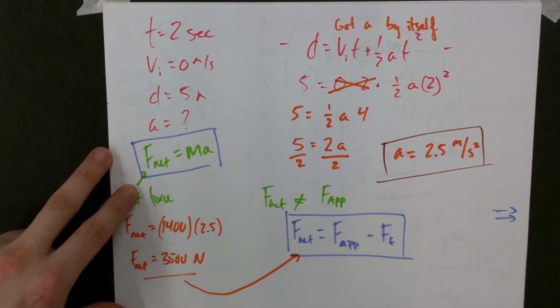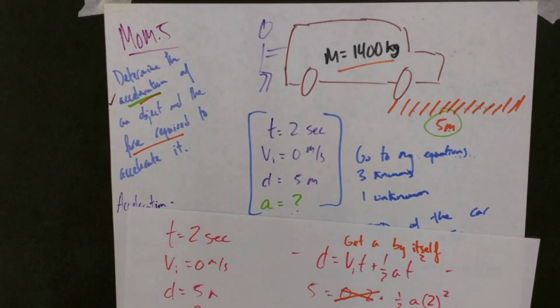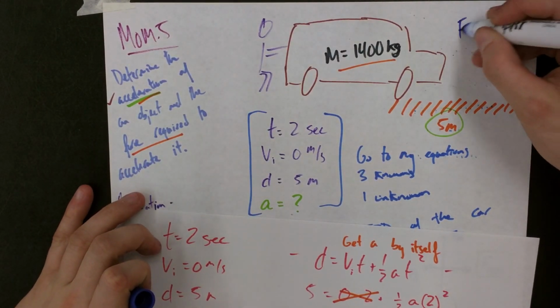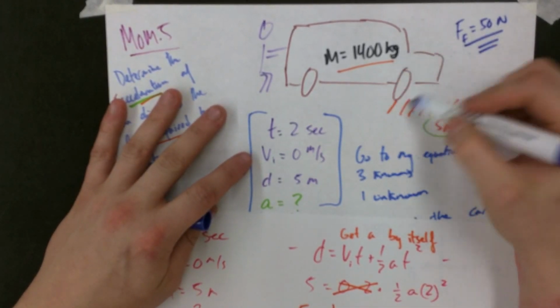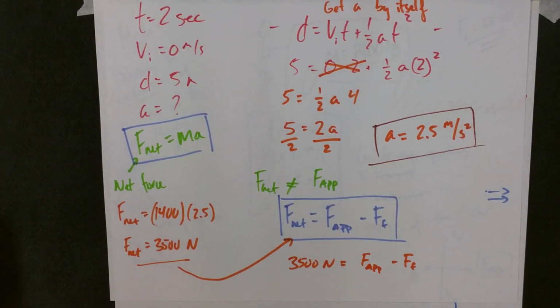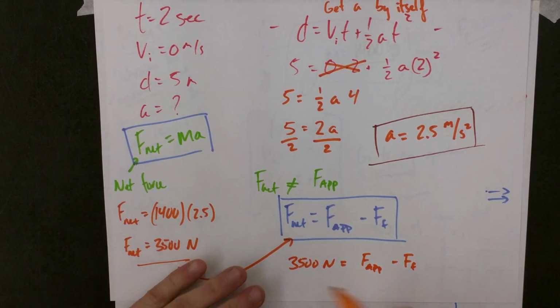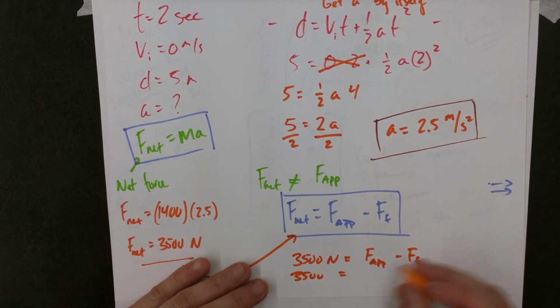Now this goes into my net force expression. 3,500 newtons is equal to Fap minus force of friction. Almost there. I just need to consider what the force of friction is. And I've been giving it to you. The force of friction acting on this car has been 50 newtons based on how the tires are rolling and how the tires are interacting with the road. So we can just plug that on in and get 3,500 equals, I'm just going to use the number and not the unit right now, F app minus 50.